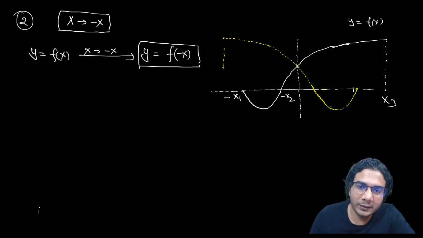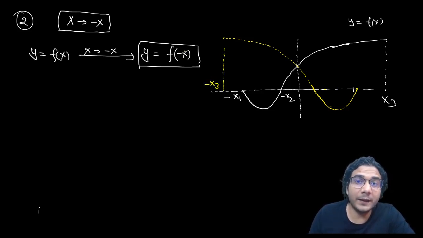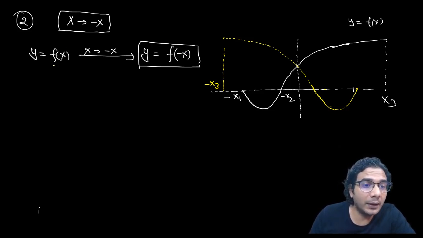What will be this point? This point will become minus x3. You can see when you put minus x3 in this, it will become f of x3. So you'll get the same value which you are getting here when you put x is equal to x3. Okay, so after all, the equation will remain the same.